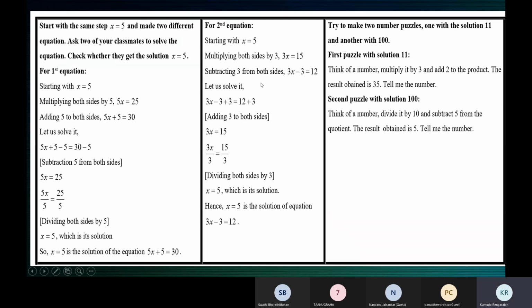Now solve this equation, children. You know how to solve this, right? You'll have to first add 3 on both the sides and then divide by 3 and you get x is equal to 5, which is the solution of the equation. So x is equal to 5 is the solution of the equation 3x minus 3 is equal to 12.